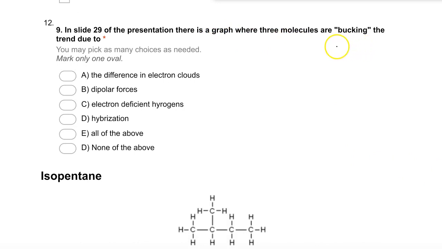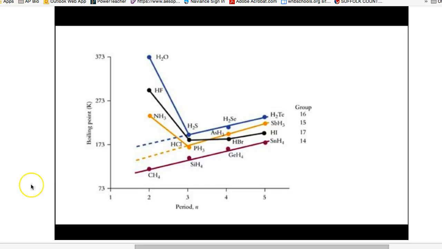All right, so you may pick only as many choices as needed. Let's go to that graph. Okay, I think this is the graph that I was mentioning. I keep adding new slides to these presentations, so hopefully you guys found this to be the right one.